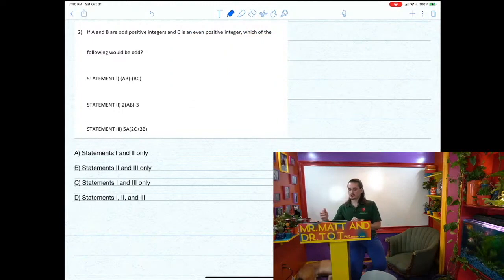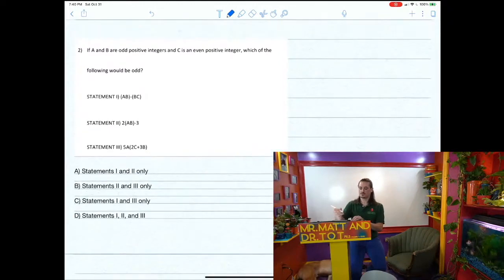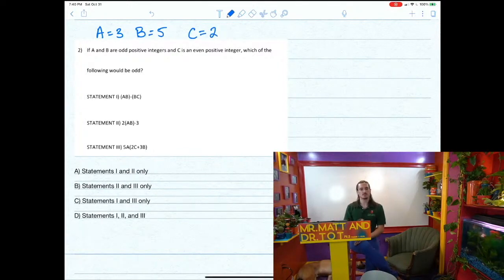Okay, so looking at number 2, if A and B are odd positive integers, we could solve this using substitution by identifying that we're talking about numbers greater than 0 that are odd, and we want to choose easy to work with numbers. So maybe we could say A is equal to 3 and B is equal to 5. C is an even integer, so again we could maybe pick C to be equal to 2. You could substitute these values into these expressions and check whether the expression is indeed odd or whether it results in an even output. If it's odd, then you would count it as true. If it resulted in an even output, you would count it as false.